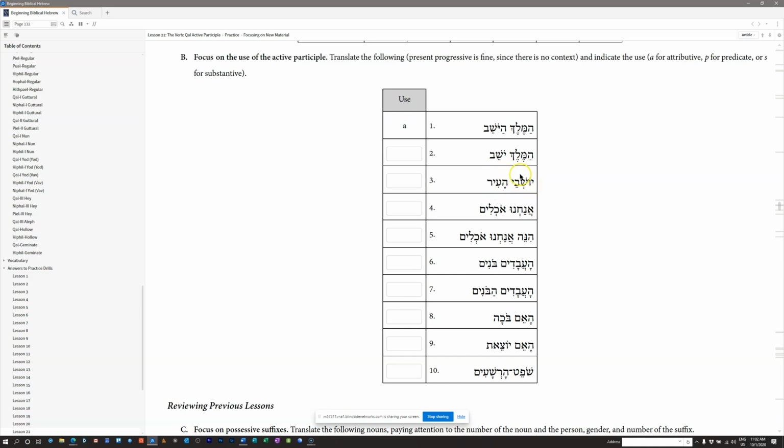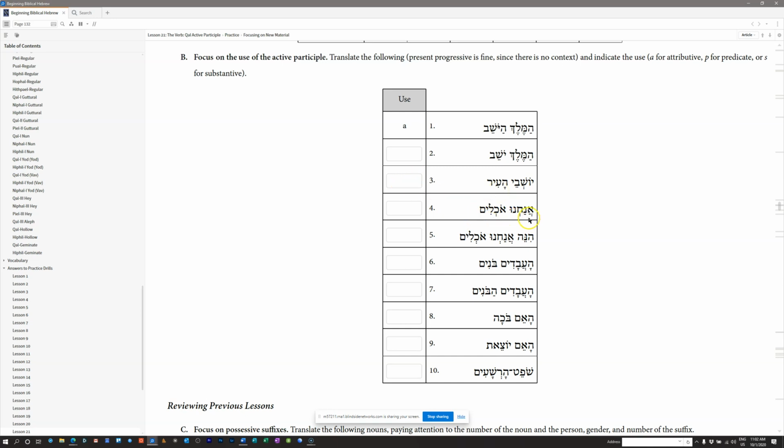So those who are dwelling, those who do dwell, as relates to the city, not in the city. Don't translate this as those dwelling in the city. There is no preposition here. The inhabitants of the city is probably what I would use. All right, so that is substantival.